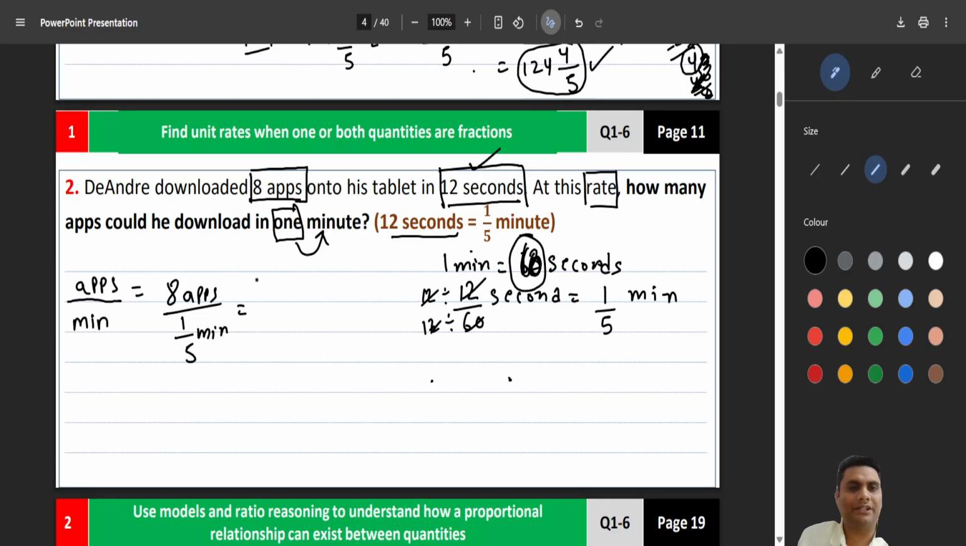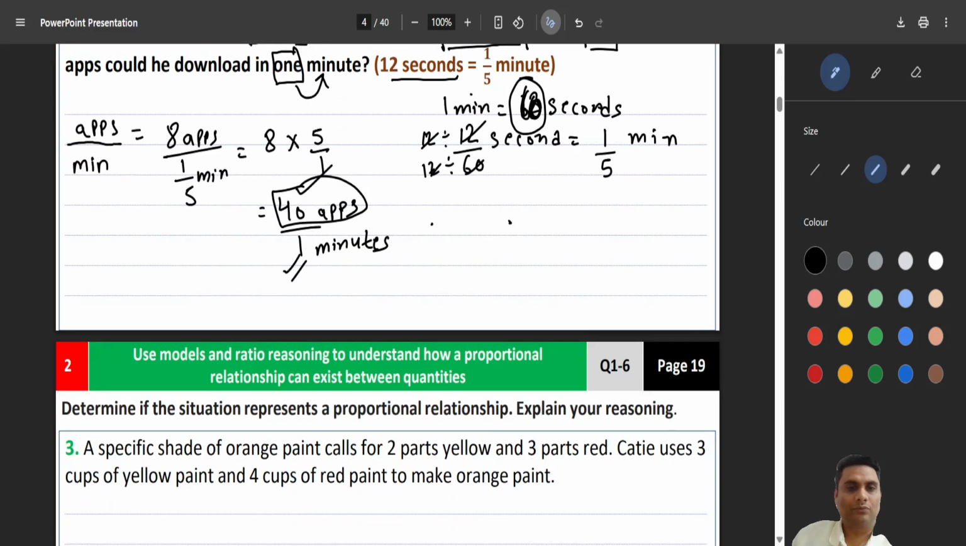Again I will use keep, change, flip. Keep the 8, change the divide into multiply, and flip the 1 over 5 into 5 over 1. Now 8 multiplied by 5 is 40. So 40 apps over 1 minute. My answer is 40 apps. He asked that in 1 minute how many apps can be downloaded? 40 apps can be downloaded. Let us move to the next question.